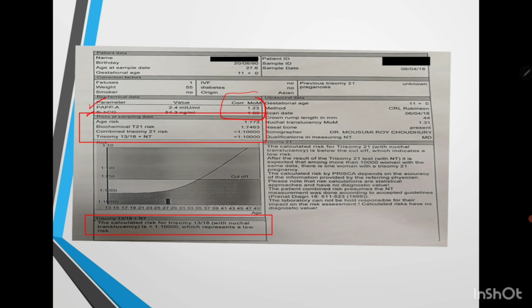So what are the things they have mentioned? Name, birthday, age, sample date, fetus, weight, smokers, IVF, diabetes. These are risk factors they have added, previous trisomy, unknown pregnancy. Then the biochemical parameter, then ultrasound data, gestational age, CRL they have mentioned, nuchal translucency MoM has been mentioned, nasal bone, sonographer. Okay. Then age risk they have calculated, 1:7,730 only.